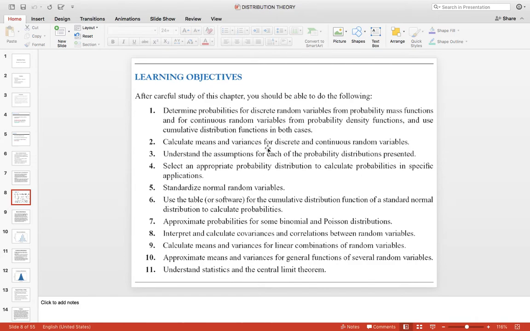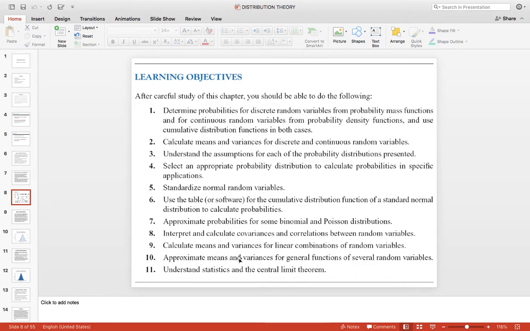You should be able to calculate the mean and the variances for discrete and continuous random variables, understand the assumptions of each of the probability distributions presented, select an appropriate probability distribution to calculate probabilities in a specific application, understand the concept of a standardized random variable, use the tables for the cumulative distribution function of a standardized normal distribution to calculate probabilities, the approximate probabilities for each of binomial and Poisson distributions, interpret and calculate covariances and correlations between the random variables.